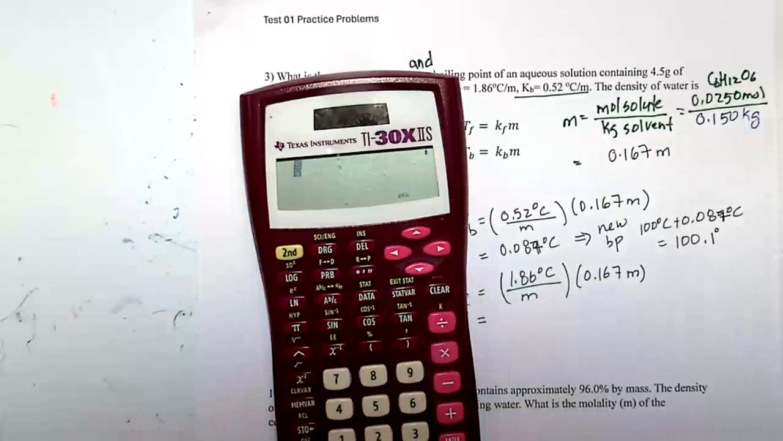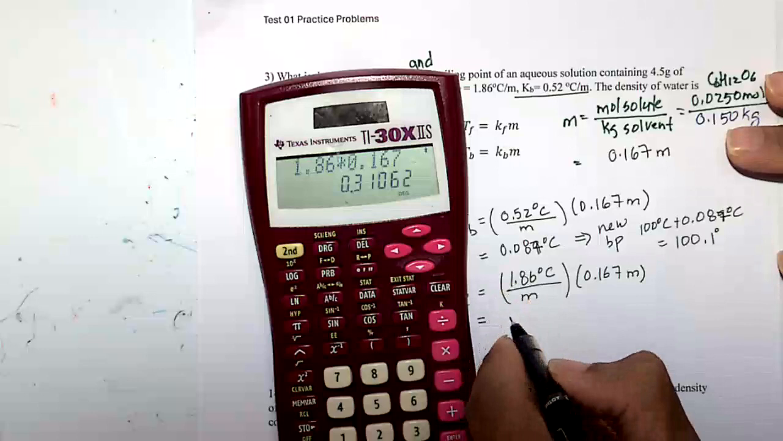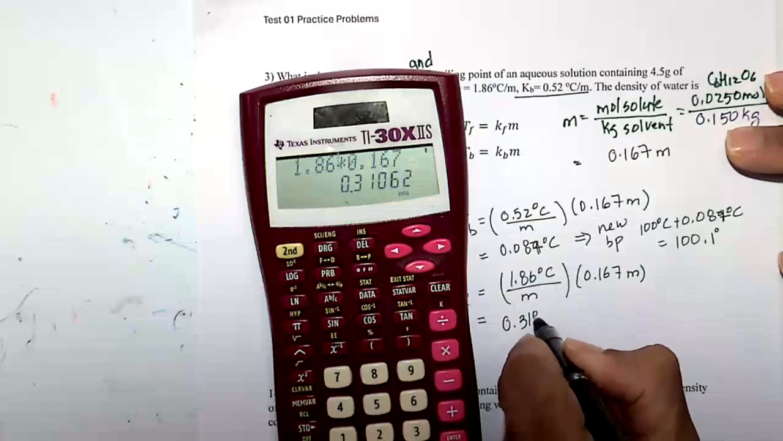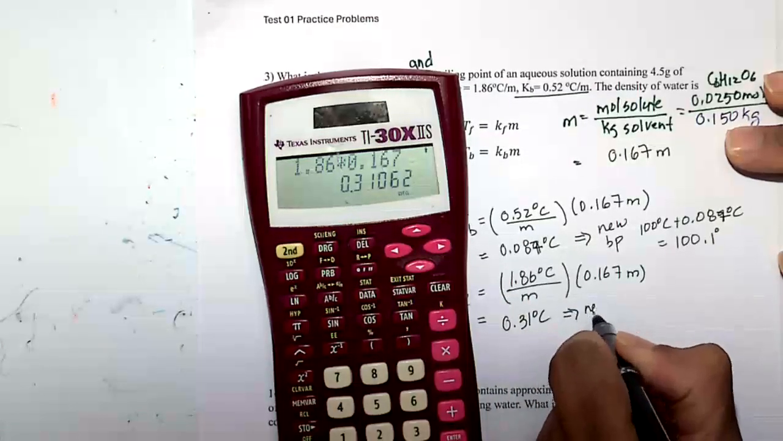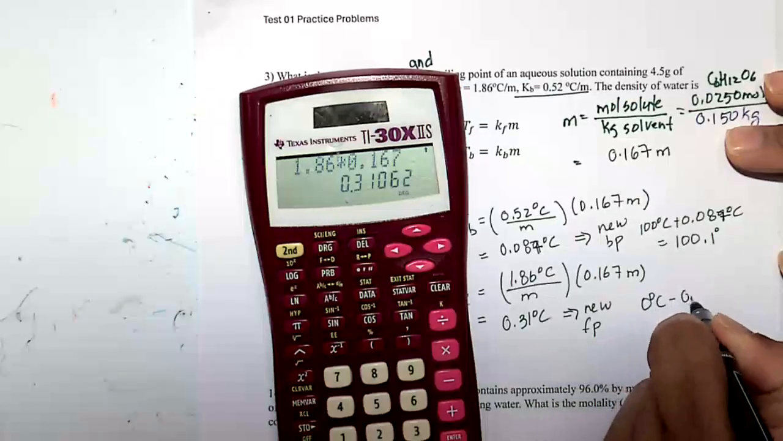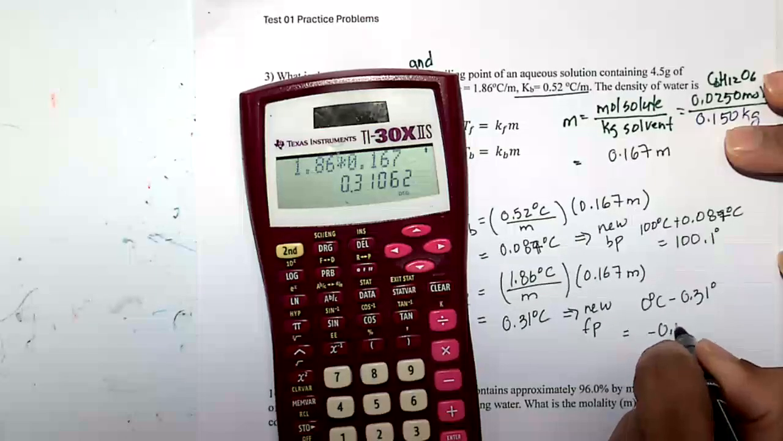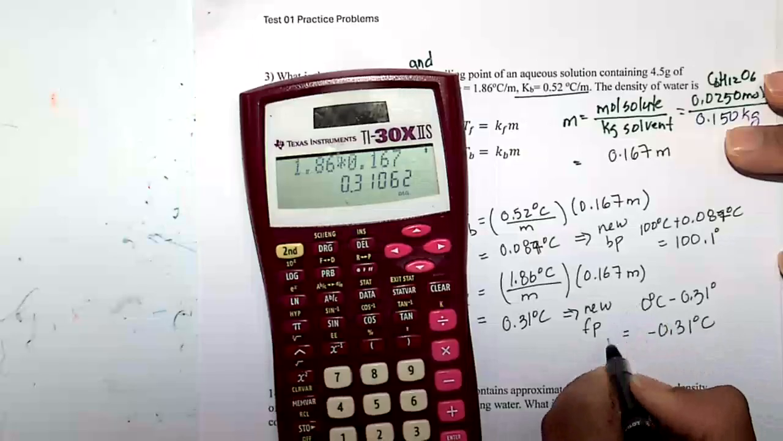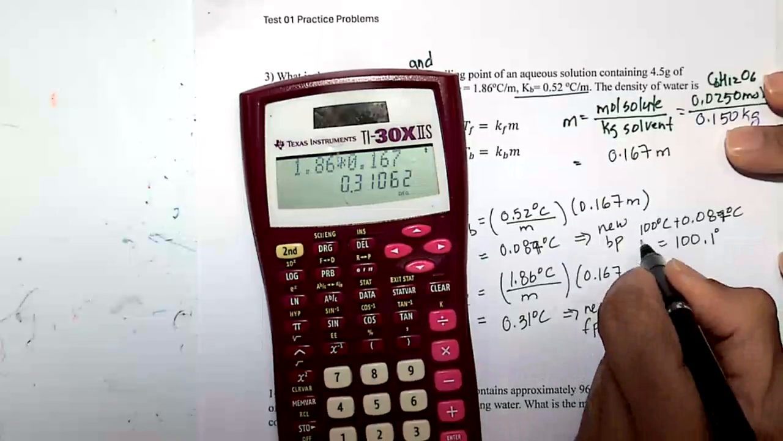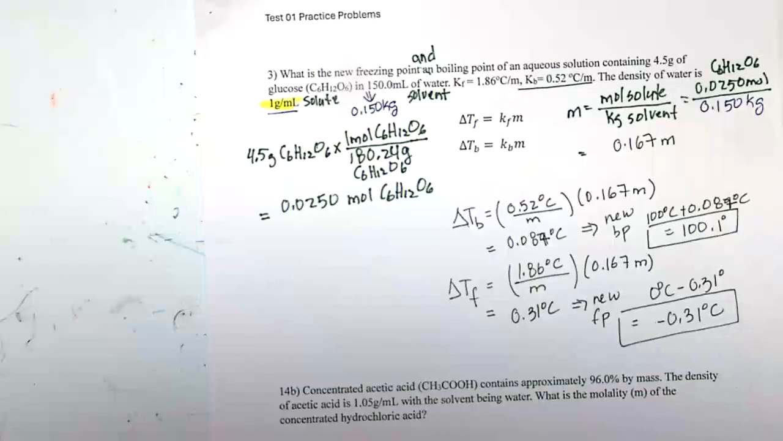And our new freezing point will go down by 0.31 degrees C, which means our new freezing point is 0 degrees minus 0.31 degrees. So it's going to be about minus 0.31 degrees C. So our boiling point goes up by about 0.1 degrees, and our freezing point goes down by 0.3 degrees if you add glucose to water.